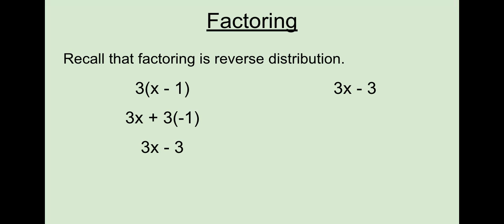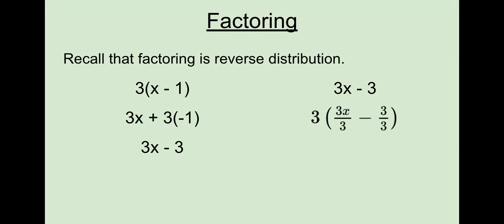Well, what if I started with 3x minus 3? Clearly, 3x minus 3 can be factored into 3 times x minus 1. But the question is, how do we do it? So realize that they both have a common 3. So I'm going to pull that out. And since it's reverse distribution, instead of multiplying, I'm going to divide. So whatever I actually pull out, I'll divide each piece by that factor.